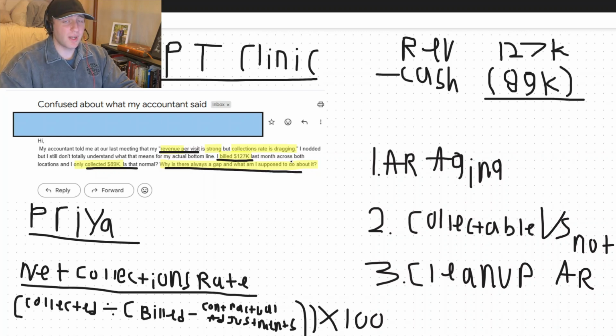Well, first, what I would do is actually calculate the difference between revenue and cash. And taking a look at these figures, that looks to be $38,000. So this difference here is how much she is missing. That's her accounts receivable. That's how much money she's owed and is outstanding for collections.